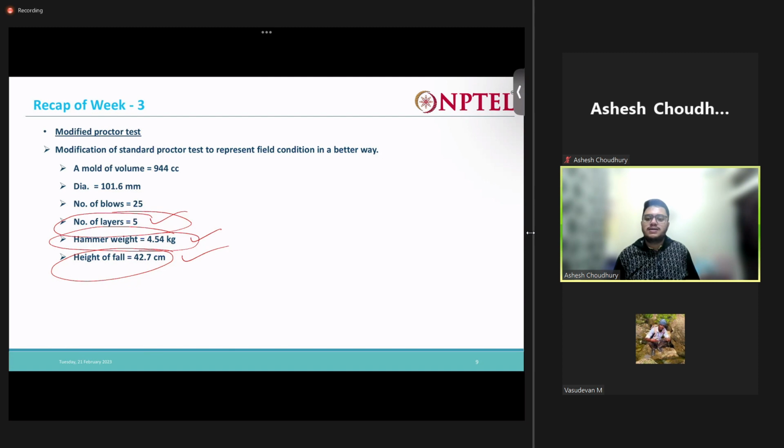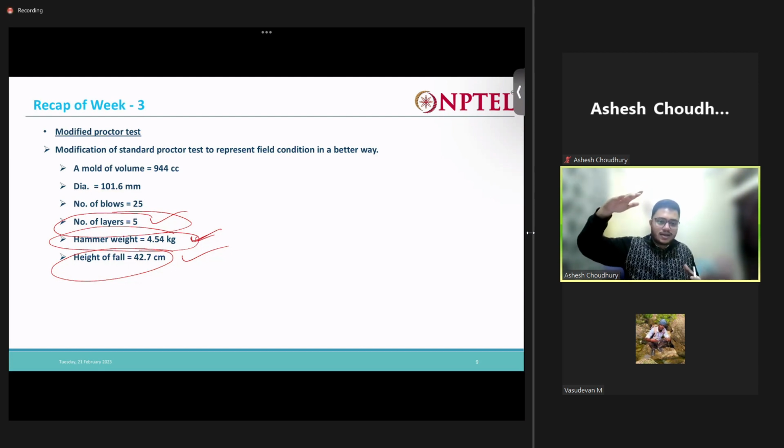There are 5 layers, and the size of the mold is the same. In that same volume you are putting more soil. How? The main way is that you are using a hammer of higher weight, and you have also increased the height of free fall.